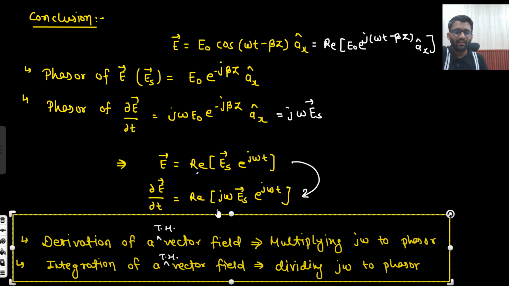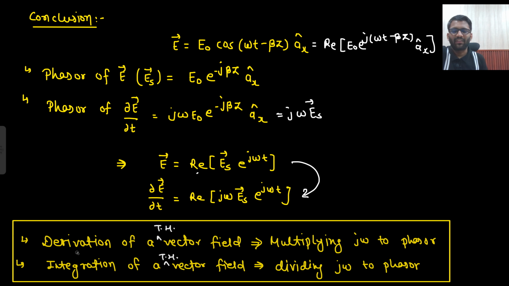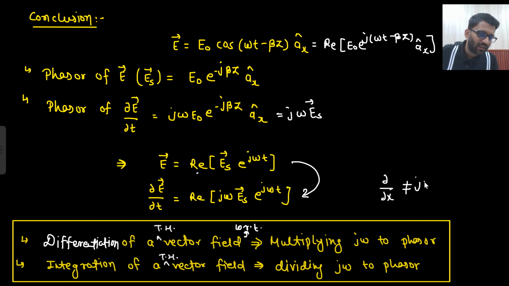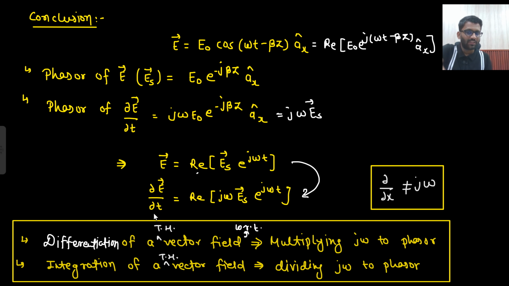The differentiation, really sorry, differentiation I should have written, I have written derivation. Differentiation of a vector field with respect to time. Differentiation with respect to time, not with respect to space coordinate. It is not dou by dou x. Okay, here I will write down that dou by dou x is not equivalent to j omega. Keep this in mind. Differentiation with respect to time is giving us j omega.